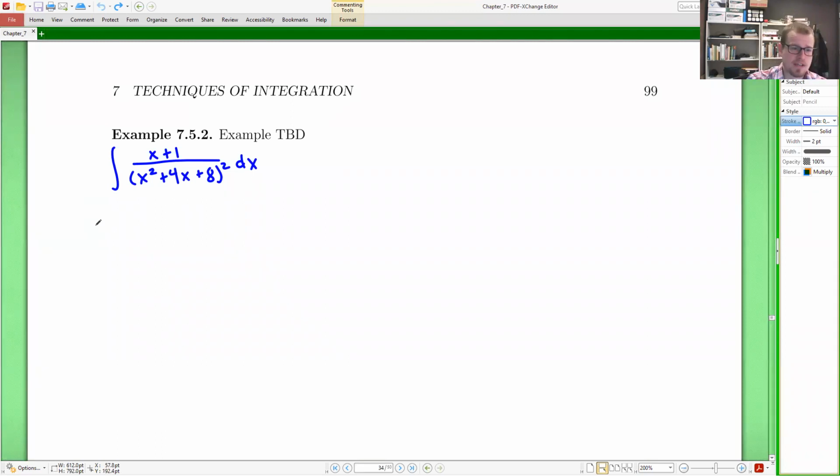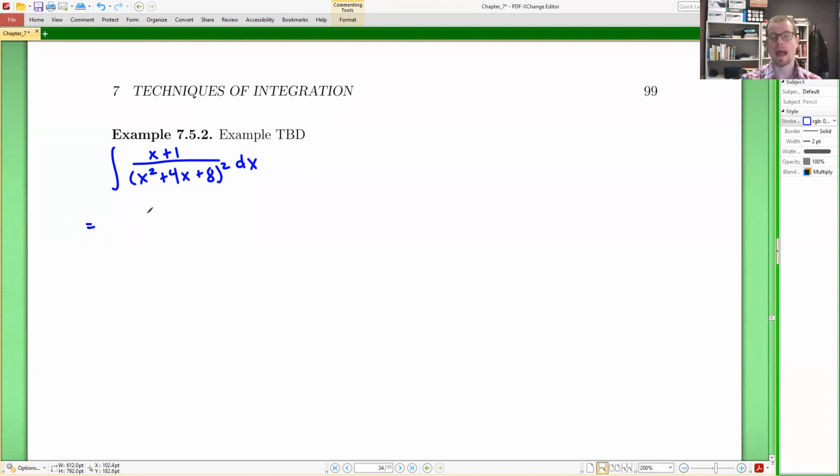Several steps to this example, so please follow along carefully. All right, what I want to do is make the numerator look like the derivative of x squared plus 4x plus 8. So I need two x's instead of just one.